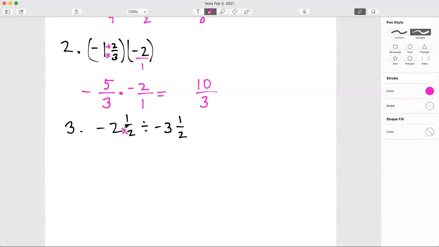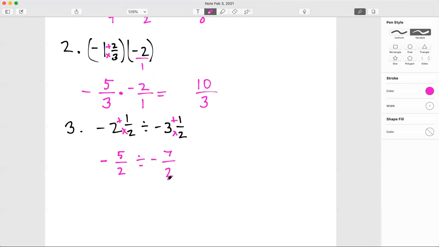So 2 times 2 plus 1. 2 times 2 is 4, plus 1 is 5. The whole thing's negative, so negative 5 halves. Divided by, let's write this as an improper fraction. 3 times 2 plus 1. 3 times 2 is 6, plus 1 is 7. It's negative, so negative 7 halves.